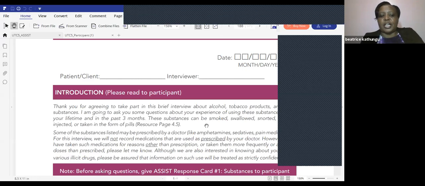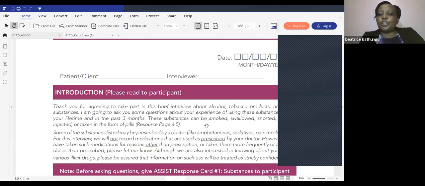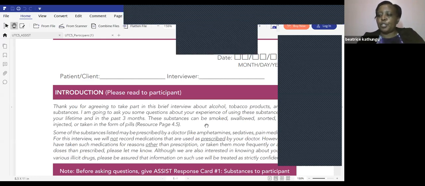So this response card, like you can see, has a list of substances. And this list of substances is not exhaustive. In case there are other substances you have been involved with that are not on this list, we can add. So let us go through this list together, George. You can see the first substance is tobacco, and it has many different products. I hope you're familiar with it or you've heard about it.